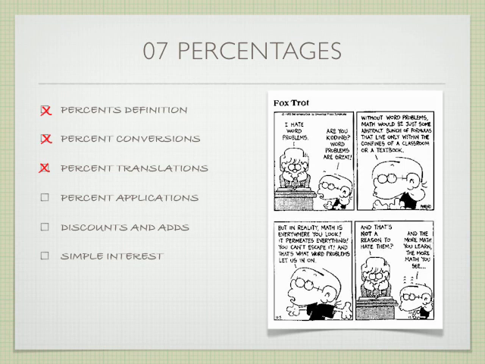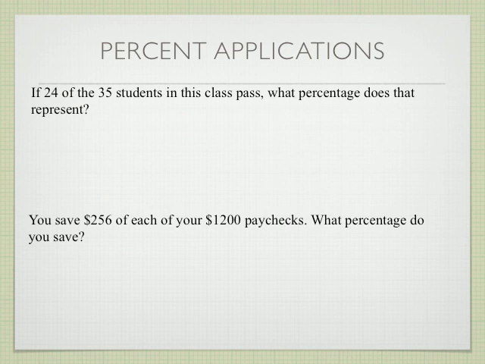All right, now we actually get to do some applications. If 24 of the 35 students in this class pass, what percentage does that represent? This is a problem you can probably just do in your head or on your calculator, but I'd like to set up a framework that'll make some future problems easier if you'll follow it. That is, if you'll always fill in the blanks here. Blank is blank percent of blank.